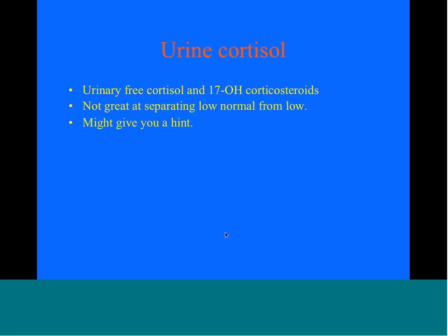You can try to measure 24-hour urinary free cortisol or 17-hydroxysteroids, cortisol metabolites, but it's not that good at measuring low from normal, but it might give you a hint. If somebody has quite low urine 17-hydroxysteroids and urinary free cortisol, it might be a hint they do have adrenal insufficiency.